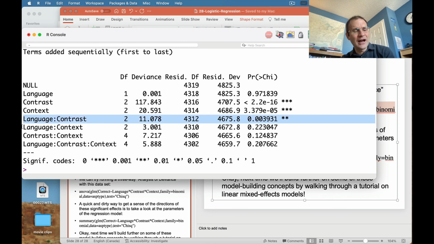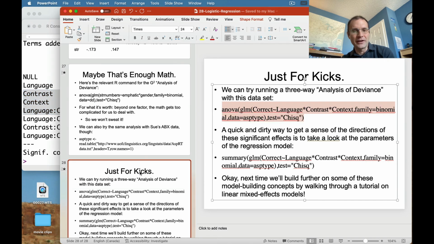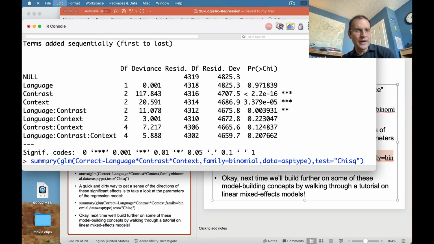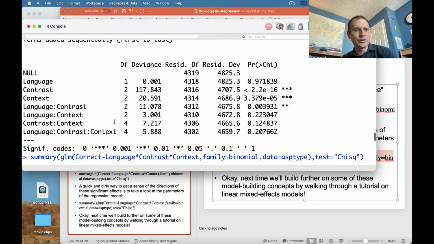It's a little tricky. I don't have time to walk you through a really comprehensive way to talk about post-hoc testing for things like these factors here. I can show you a simple way to do it, which is to go back to the summary command, and that'll give you a sense of what is making a difference here. So we got significant effects for contrast, context, and then language by contrast.